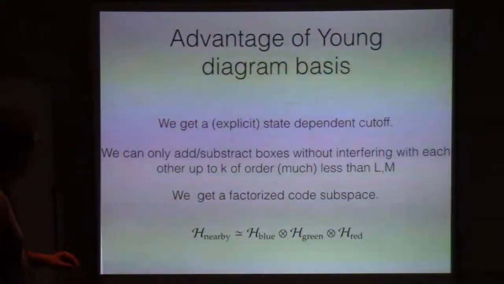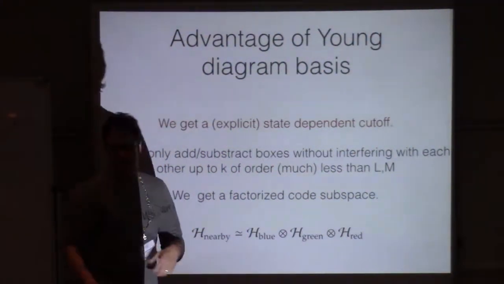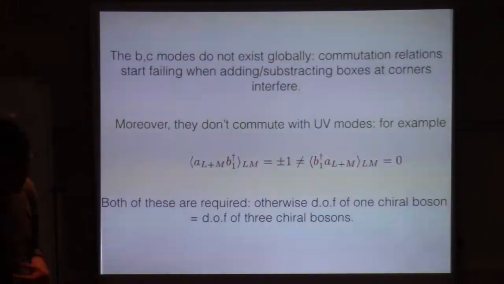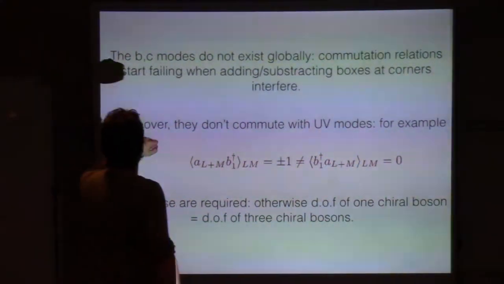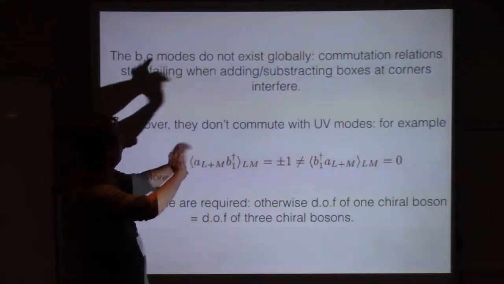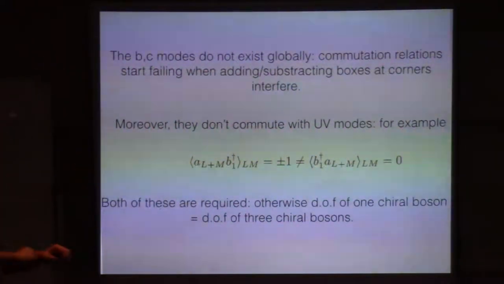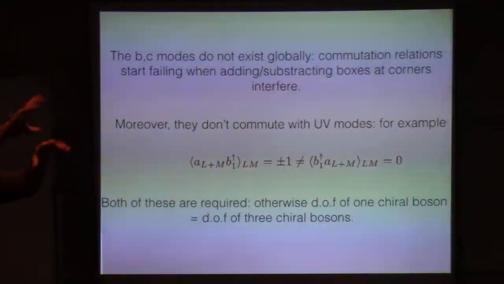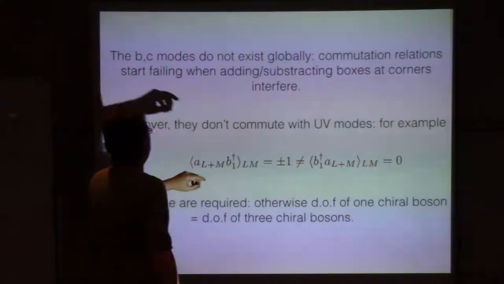Okay. So what's the idea? The nearby set of states was kind of the Hilbert space of H blue, tensor H green, tensor H red. You can actually do everything combinatorially. And then the BC modes do not exist globally, so they exist only near the reference state. The commutation relations start failing when adding or subtracting boxes at the corners start interfering. So you cannot go to arbitrarily large slices. You see that if you put the Young tableaux, they'll touch eventually and that will spoil your commutation relations. But near the ground state, and for small numbers of excitations, they're separated, and therefore, inside the Kotze space, these commutators are zero. They don't commute with the UV modes.